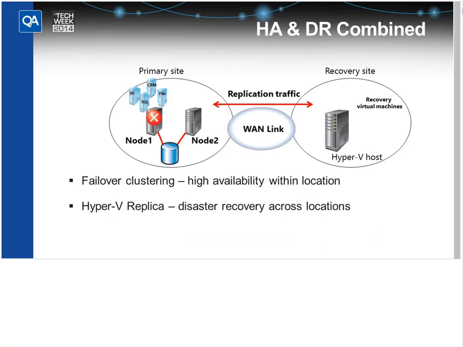If you wanted a high availability solution from Microsoft with Hyper-V and you also wanted DR, then we would use failover clustering to provide high availability, normally within a geographical location, and then we would use Hyper-V Replica to provide disaster recovery across locations. That would be the approach that we would try to take.